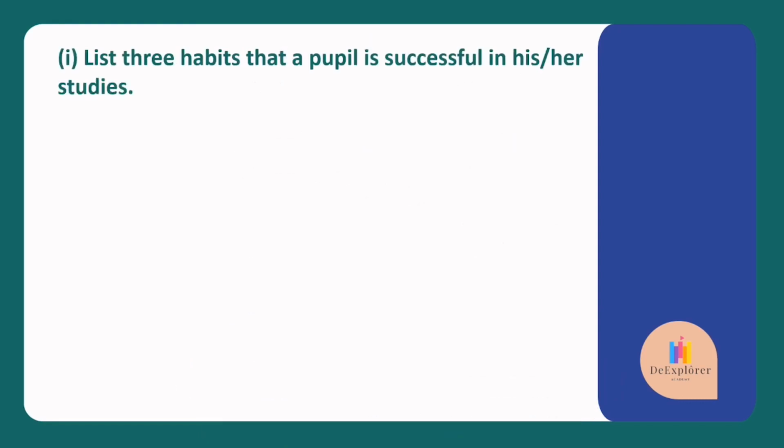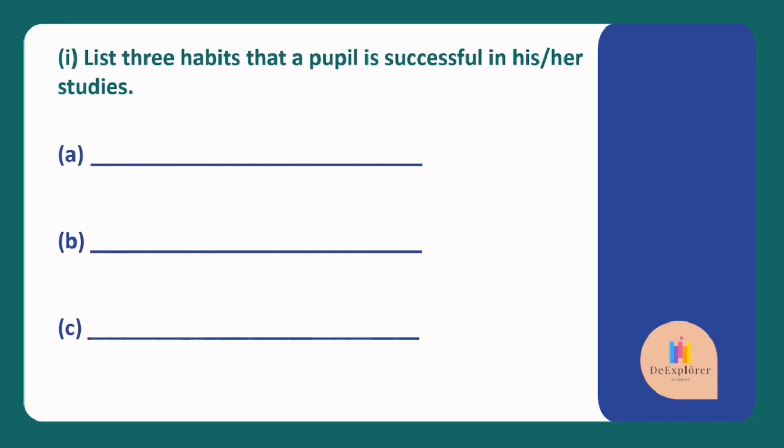Question B1 asks you to list 3 habits that pupil is successful in his or her studies. Do you understand the question? If you don't understand the question, please read the Chinese wording below the question. 读题目下面的那些华语字. Okay? Now, look at the question paper again and you are going to write 3 habits of a successful pupil. You can choose any 3 of the habits that you know. Okay, if you need more time, then you have to pause the video.